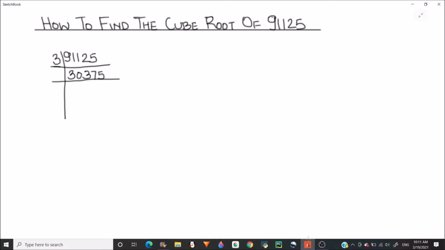Now again this is an odd number, so we are going to try 3 again. 3 times 1 is 3, 3 times 0 is 0, 3 times 1 is 3, 3 times 2 is 6, and 3 times 5 is 15. Let's try 3 again. So 3 times 3 is 9, 3 times 3 is 9, then 2 will be carried over here, so this becomes 22, so 3 times 7 is 21, and 3 times 5 is 15.